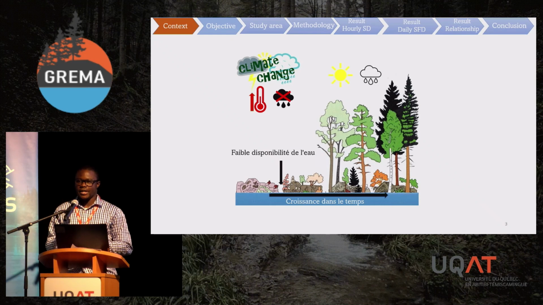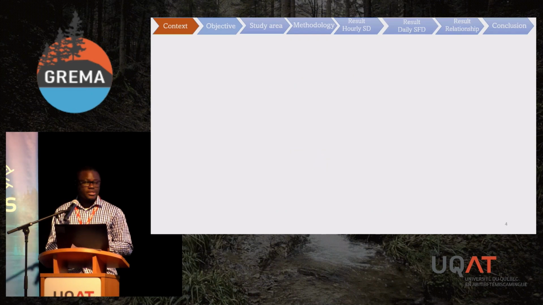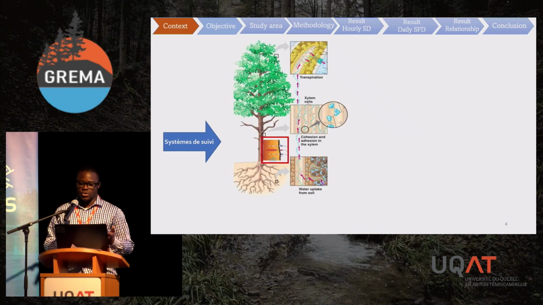So in the context of climate change, to understand the way our trees respond, we believe a monitoring process is definitely needed. One of the interesting monitoring processes with which we could monitor the response of our trees in the context of climate change is using an ecophysiological measurement, such as sap flow.